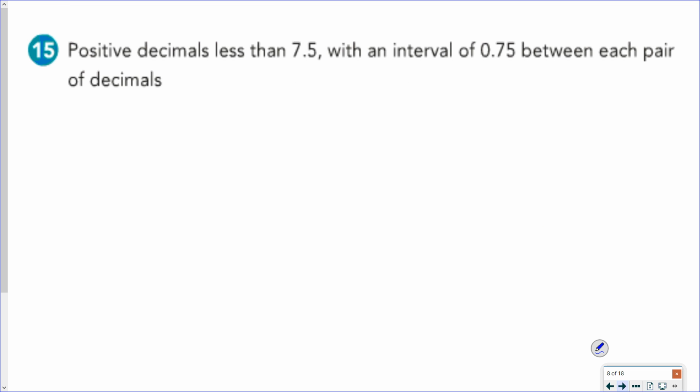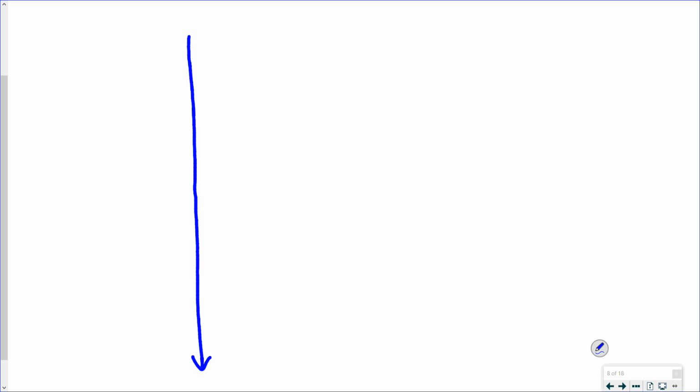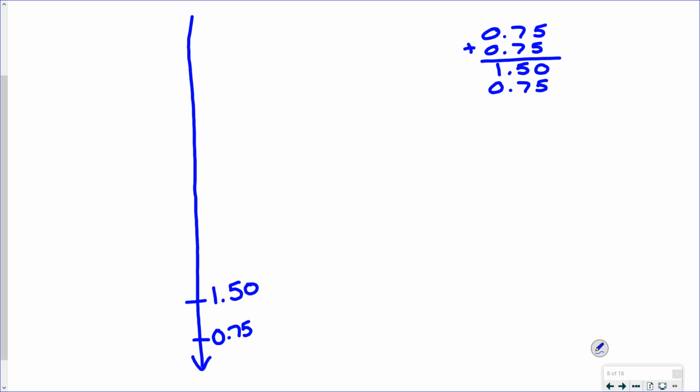And our final vertical number line that we're going to create today in this lesson, we want positive decimals less than 7 and 5/10 with an interval of 75 hundredths. So I'm going to scroll down, give myself a lot of room here. And this is, again, very similar to the ones we did. So I'm going to start with 75 hundredths, and I'm going to add 75 hundredths to that, which will give me 1.5 or 1.50. I'm going to add 75 hundredths to that. I'm going to get 2 and 25 hundredths.